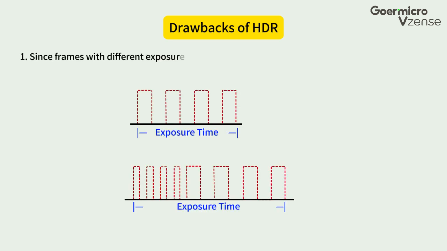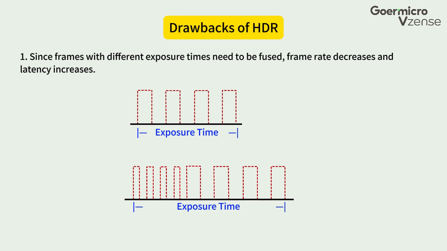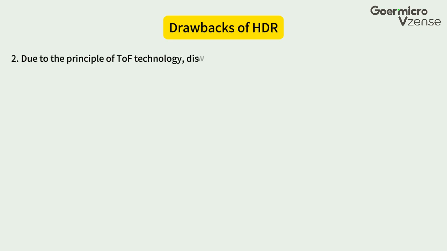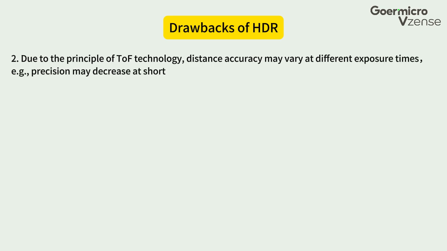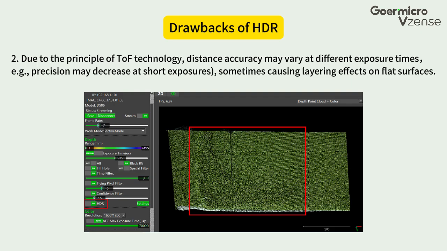First, since frames with different exposure times need to be fused, frame rate decreases and latency increases. Second, due to the principle of ToF technology, distance accuracy may vary at different exposure times. For example, precision may decrease at short exposures, sometimes causing layering effects on flat surfaces.